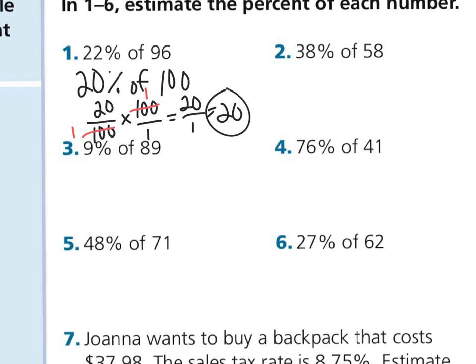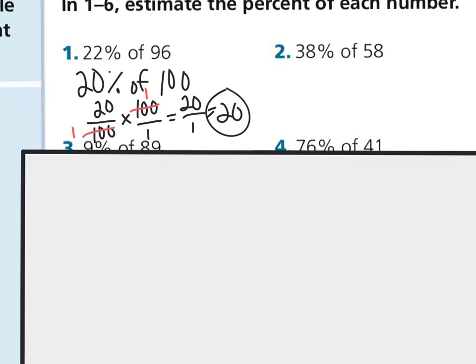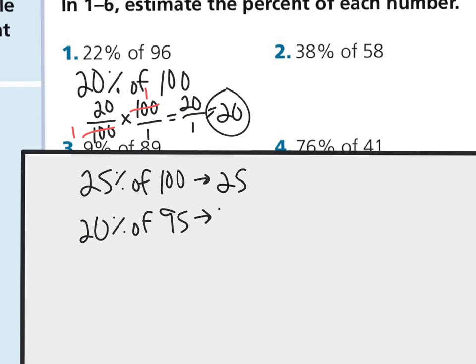Other options here, you could have done 25% of 100, which would have been 25, and you could also have done 20% of 95, which would be 19. If you're estimating, you shouldn't have decimals in your answers because we're trying to make the numbers nicer to work with. Number 2, 38% is pretty close to 40%, and 58 is close to 60.